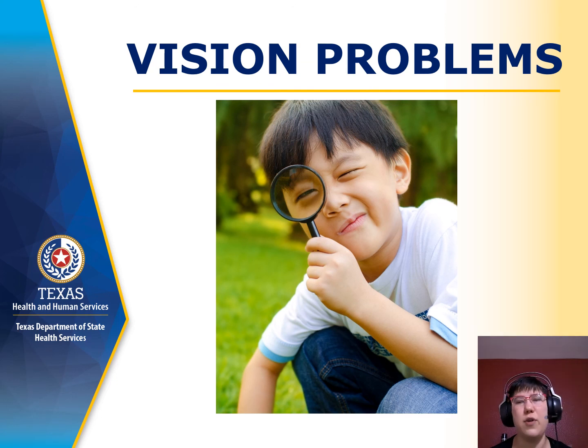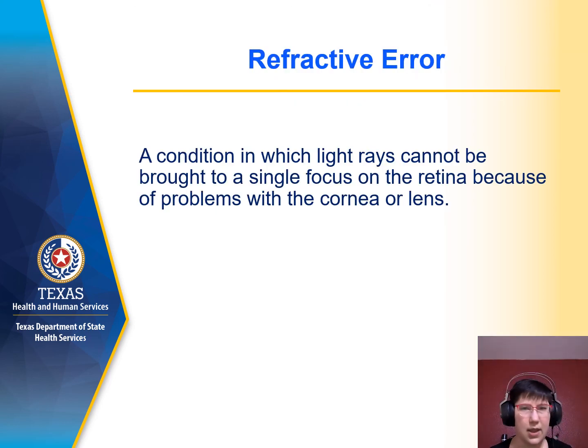So we're going to go over this next part, which is farsightedness, nearsightedness, astigmatism, and the signs and symptoms of a vision problem. So the next thing we're going to talk about is refractive errors. A refractive error is a condition in which light rays cannot be brought to a single focus on the retina because of problems with the cornea or the lens.